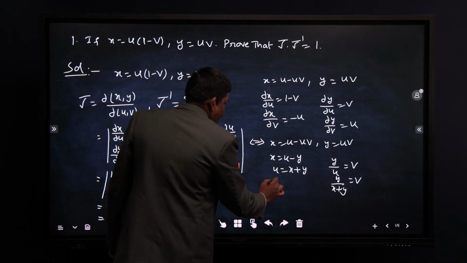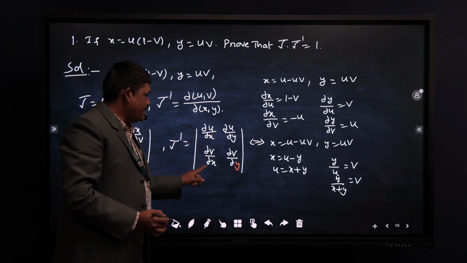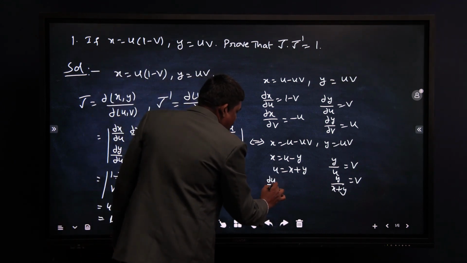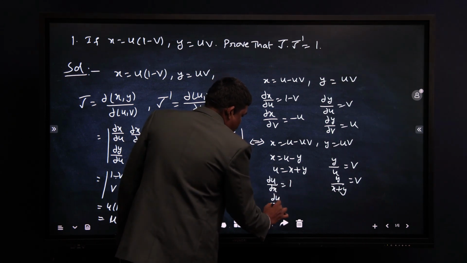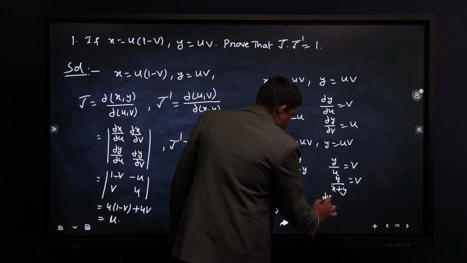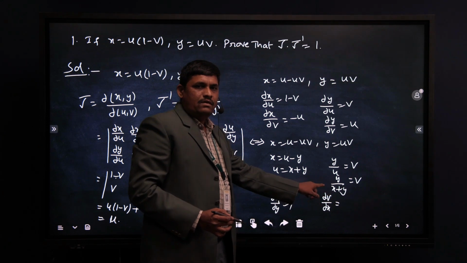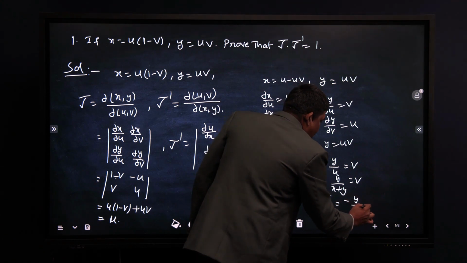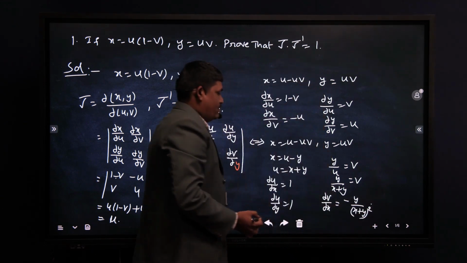Now find ∂u/∂x. What is J dash? It has ∂u/∂x, ∂u/∂y, ∂v/∂x and ∂v/∂y. Then ∂u/∂x is equal to 1 and ∂u/∂y is also 1. Coming to ∂v/∂x, x is there in the denominator, so it will become minus y by (x plus y) whole square, and the derivative of x plus y with respect to x is 1, no need to write.